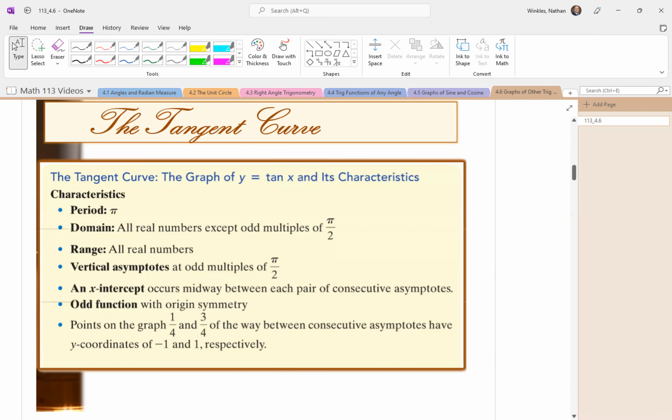An x-intercept occurs midway between each pair of consecutive asymptotes. It's an odd function with origin symmetry. And points on the graph 1/4 and 3/4 of the way between consecutive asymptotes have y-coordinates of -1 and 1 respectively. And this is all if we're talking about our tangent of x. That's not including if we do any shifts or transformations. So we've got to keep that in mind whenever we are graphing.